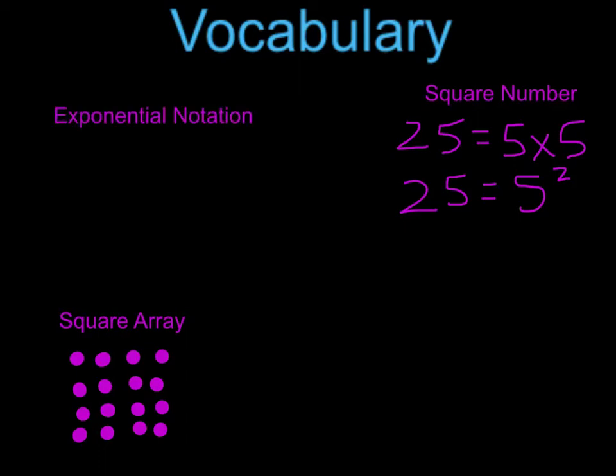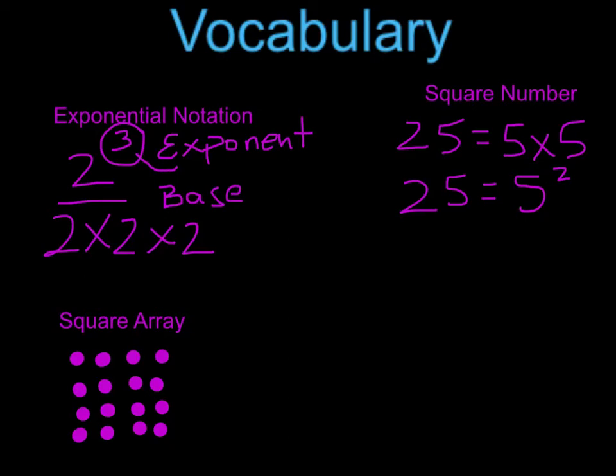Our third term today is exponential notation. This is a way of representing repeated multiplication by the same factor. For example, 2 to the power of 3 is exponential notation for 2 times 2 times 2. The exponent 3 tells us how many times the base 2 is used as a factor. This is the exponent, and this is the base.